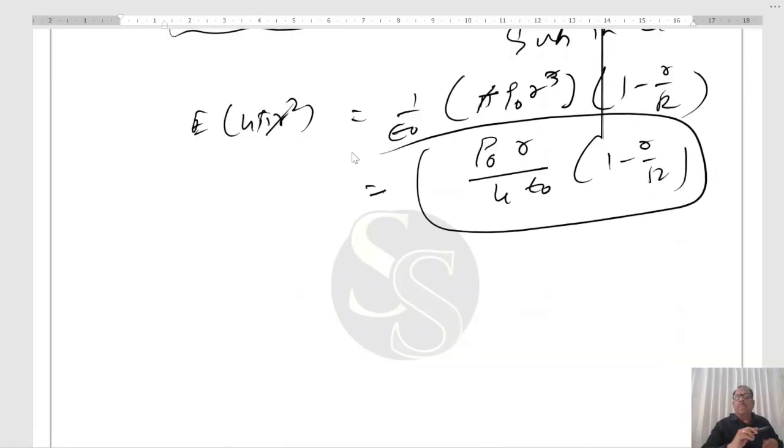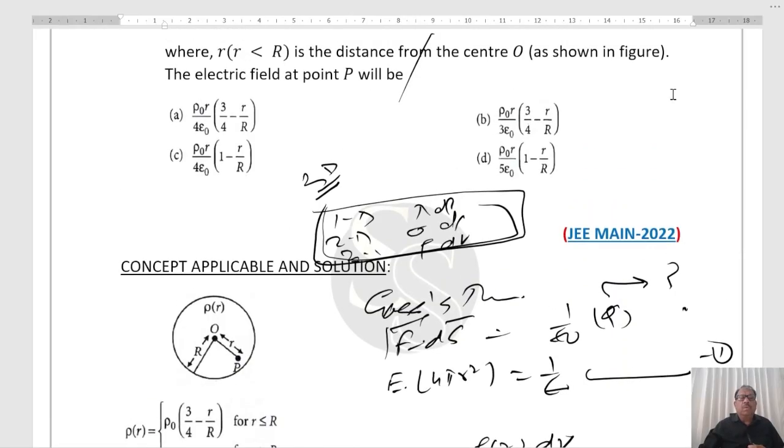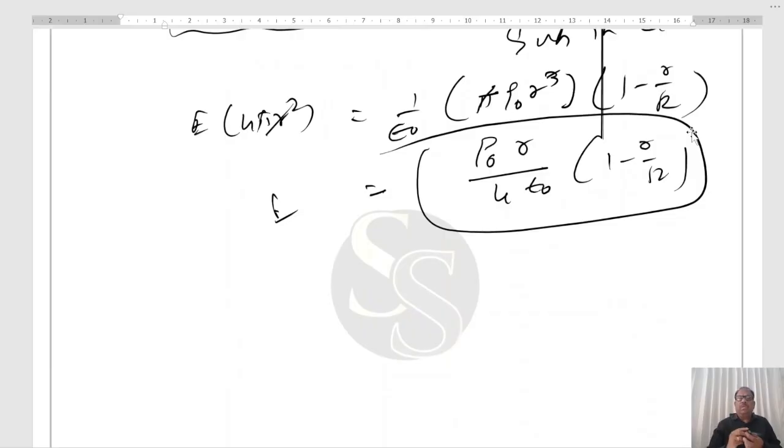Check the answer. This is the electric field. I think rho naught R over 4 epsilon naught into 1 minus r by R, C is the correct option.